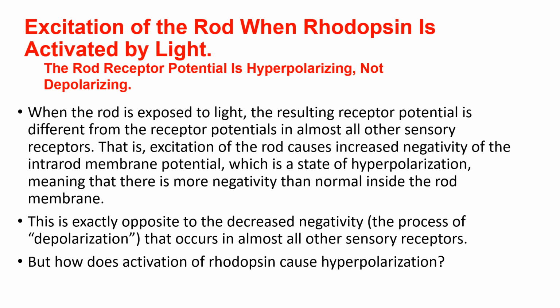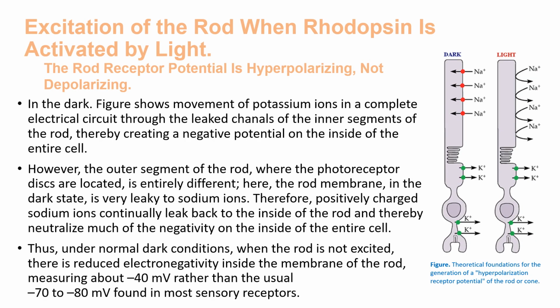But how does activation of rhodopsin cause hyperpolarization? The answer is that when rhodopsin decomposes, it decreases the rod membrane conductance for sodium ions in the outer segment of the rod. This causes hyperpolarization of the entire rod membrane in the following way. In the dark, the figure shows movement of potassium ions in a complete electrical circuit through the leak channels of the inner segments of the rod, thereby creating a negative potential on the inside of the entire cell.